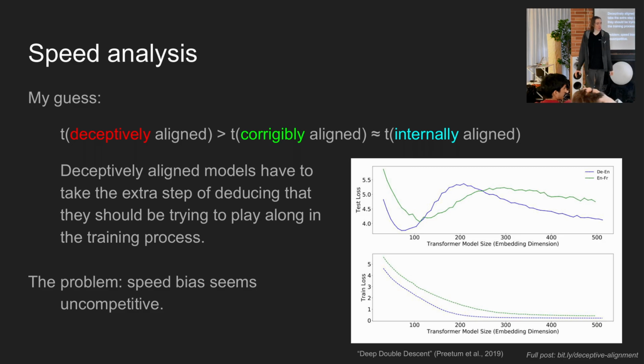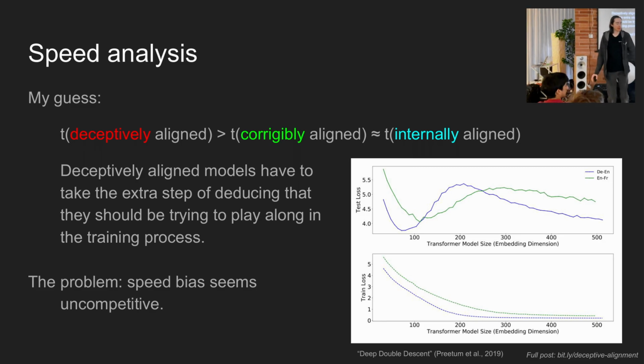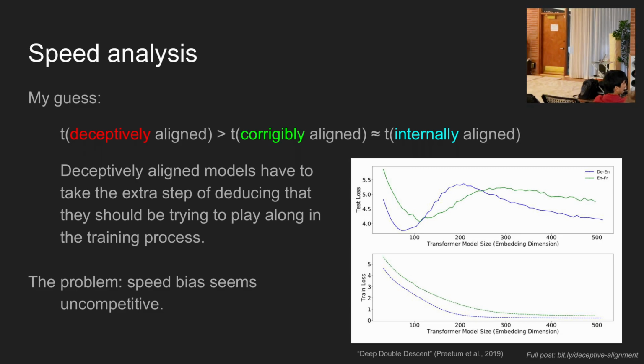This speed prior, is that something that, A, someone has tried, and B, do we have the engineering capacity to actually try this as an experiment as of now? Do we know how to actually implement a speed bias, even if we think it's a good idea to try?